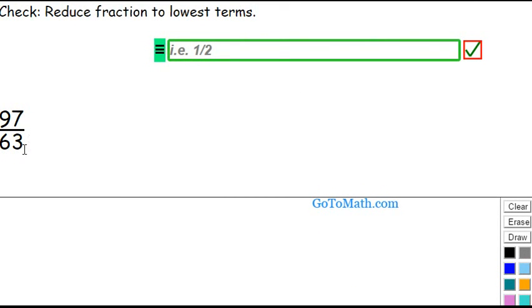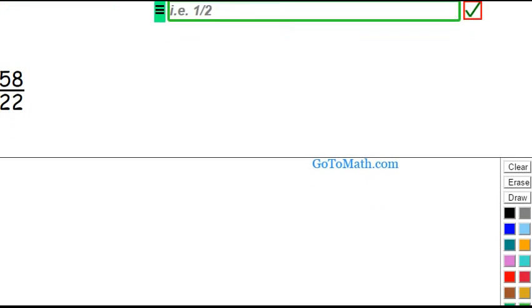Anyway, so we're looking at 97 over 63, reduce fraction to lowest terms. Alright, let's click that again. And okay, so the reason I added fractions to algebra is sometimes we kind of forget how to do simple fractions. Anyway, so what we're looking at here is 58 over 22.